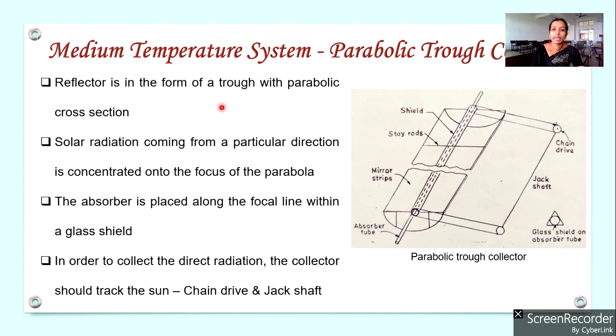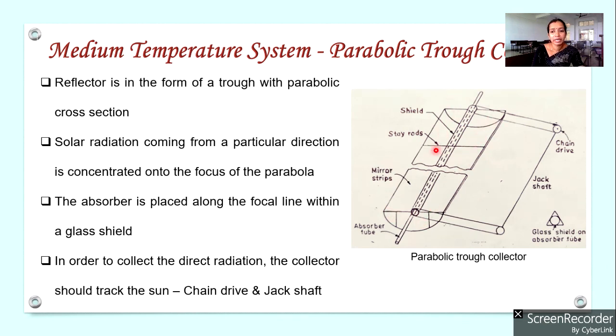We have already studied the parabolic trough collector. In the case of a parabolic trough collector, the reflector is in the form of a trough with parabolic cross section. So the reflector, or the portion that collects solar radiation, is in the form of a parabolic shaped vessel. This is made up of mirror segments. A number of parabolic shaped mirror segments are used for producing this reflector.